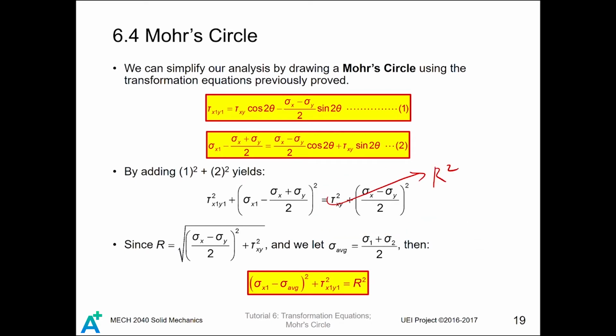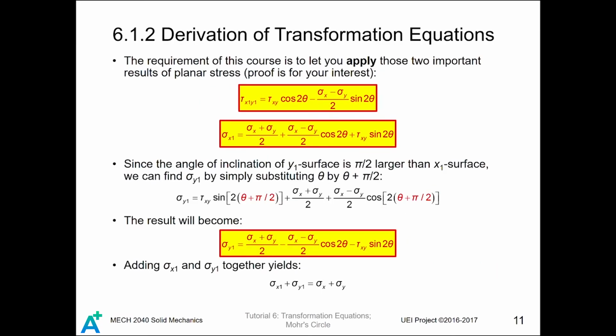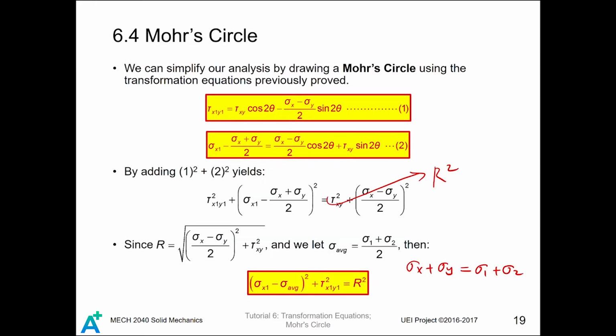At the same time, we define the average direct stress to be sigma 1 plus sigma 2 divided by 2, which is the average of the principal stresses. But just now, we also discussed that sigma x plus sigma y equals sigma 1 plus sigma 2. So for any angle of inclination, the sum of the direct stresses is always the same. The same also applies to the principal stresses. Then this term will become sigma average.